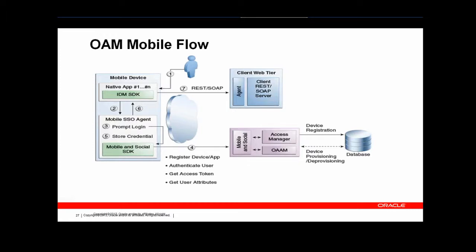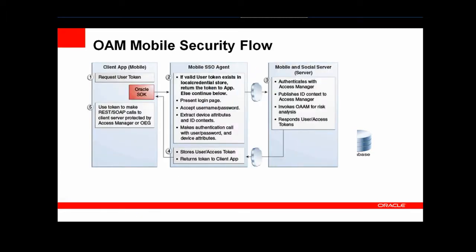It does the validation of the credential. It looks at the device. If it's not registered, then it will go through a device registration. And once that is done, it will go back and send the token back to the SDK. Now, from a mobile app perspective, it can use that access token to then make a call to the resource that it is trying to access, right? So now it has the access token.